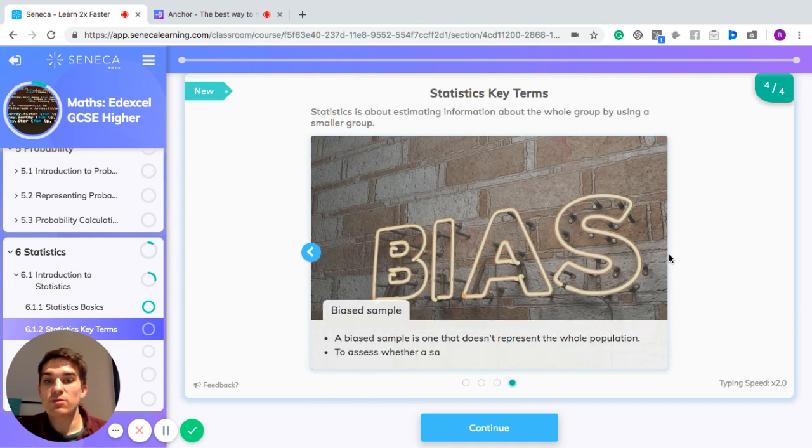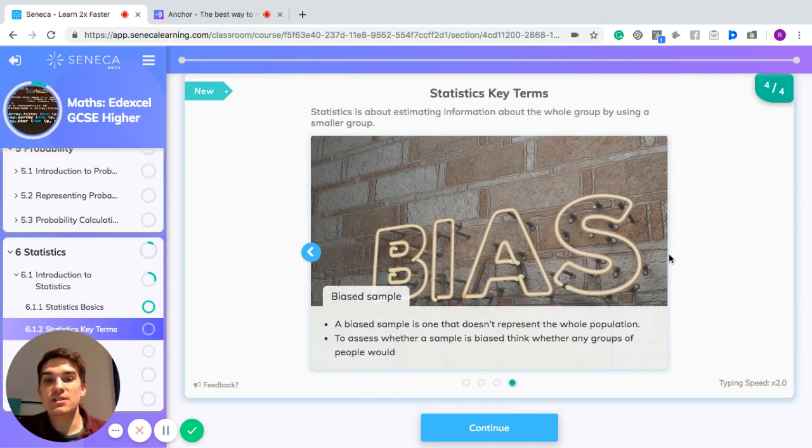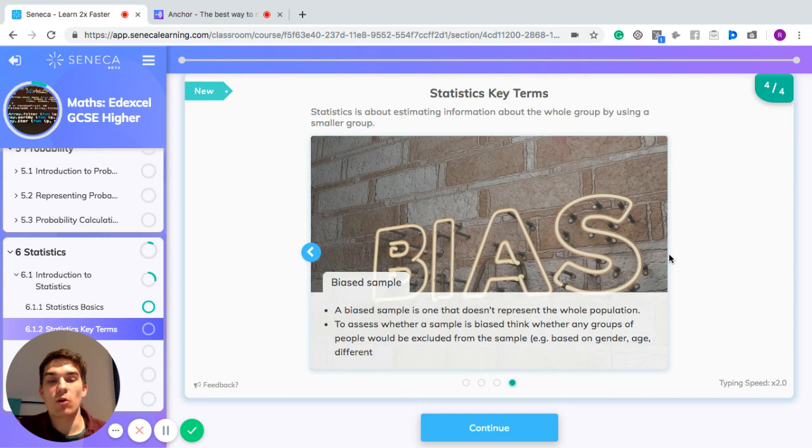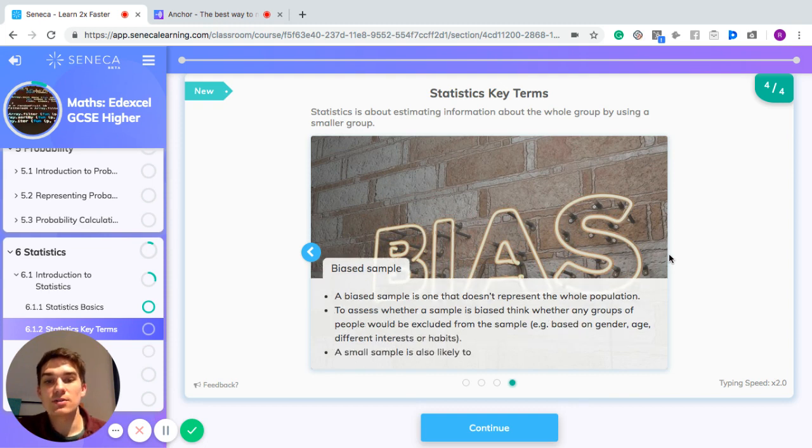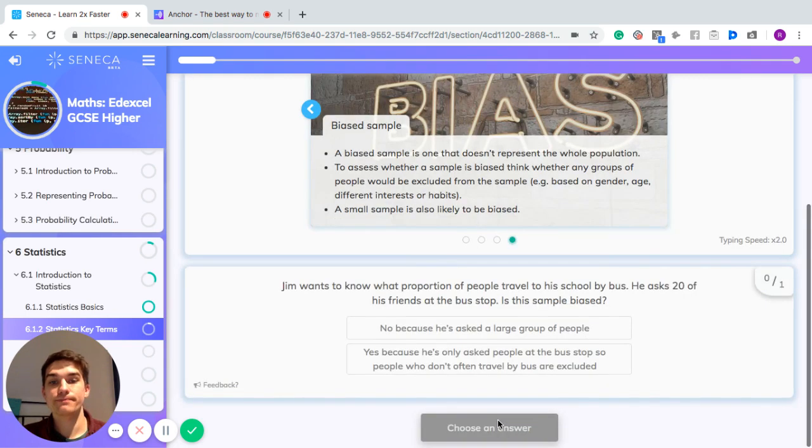Now, it is possible to have what's called a biased sample. A biased sample is one that doesn't represent the whole population. To assess whether a sample is biased, think about whether any groups of the population would be excluded from the sample. For example, based on gender, age, different interests, habits, where they live, things like that. A small sample is likely to be biased. So the bigger the sample, the more reliable your results are.